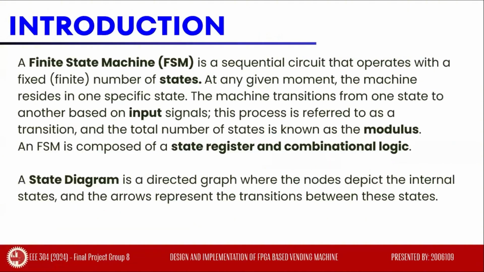Before we dive deep into this presentation, let's clarify some key terms. A finite-state machine is a sequential circuit that uses a fixed or finite number of states. At any given moment, the machine resides in one particular state. Depending on the given input, it jumps from one state to another, a process known as transition, and the total number of states is referred to as the modulus. A state diagram represents this visually as a directed graph consisting of nodes and arrows, where the nodes indicate a specific state and the arrows indicate transitions between these states.